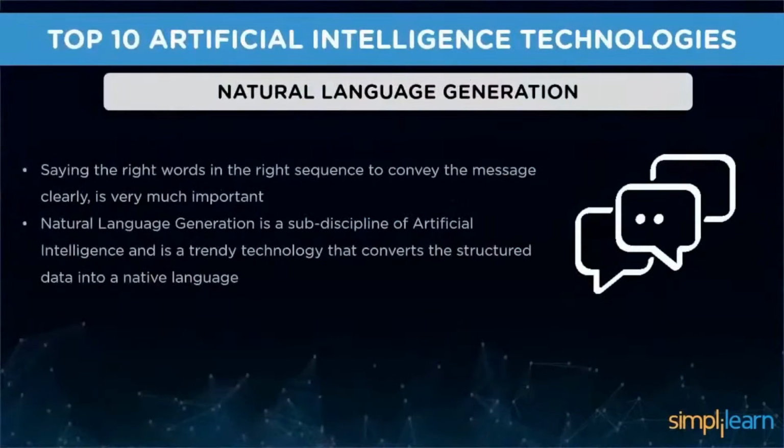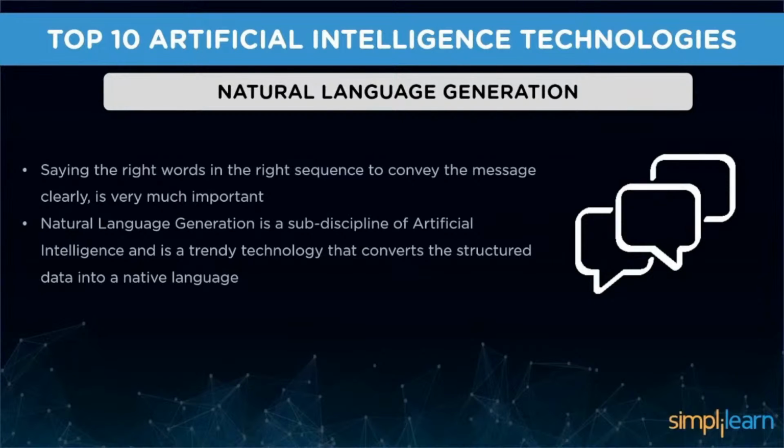Natural language generation. Communicating or conveying the information efficiently and transparently is very much crucial in communication. To say the right words in the right sequence, to convey the message clearly, humans often find it tricky, and when it comes to machines, it's trickier.